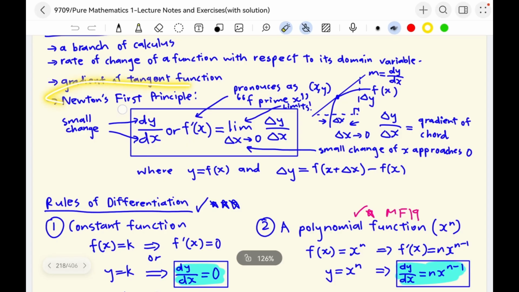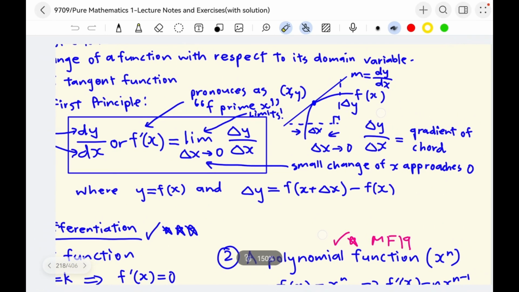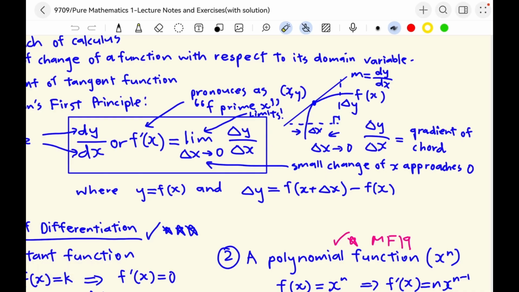So according to Newton's first principle that you have learned from your secondary school, dy dx is equal to the limit of the change of y divided by the small change of x as the small change of x is approaching 0. Well, let me visualize over here. Okay? I think it's better for us to use decimals for further visualization for your understanding.